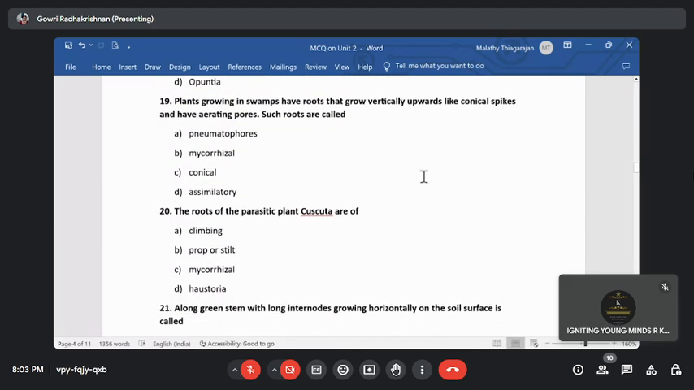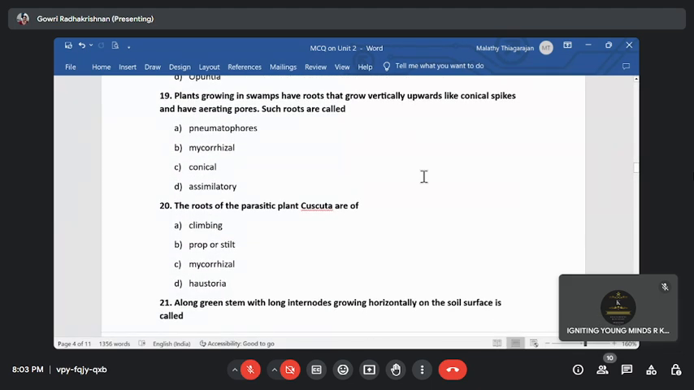All right, 19th one. Plants growing in swamps have roots that grow vertically upward like conical spikes, with aerating pores. Such roots are called? We had this question before, ma'am. Pneumatophores. Oh, we already answered this question?